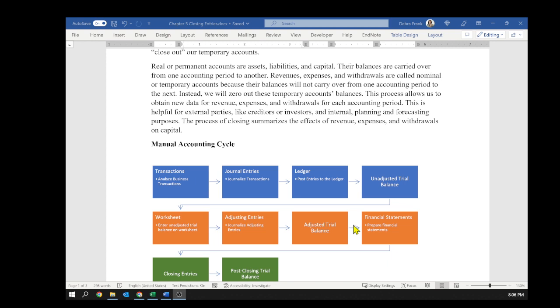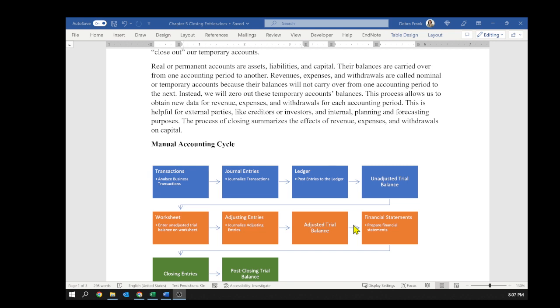But our temporary accounts, those are revenue, expenses, and then withdrawals. We also want to keep track of how withdrawals changes each period, so we'll close them out too. These are called temporary or nominal accounts, and their balances won't carry over from one accounting period to the next. Instead, we're going to zero those out, and this process will allow us to obtain new data for our revenues, expenses, and withdrawals for each accounting period.